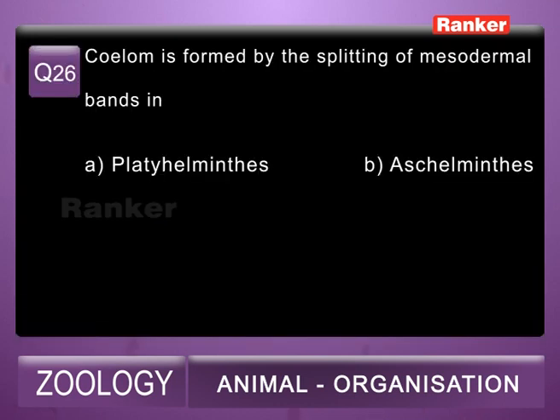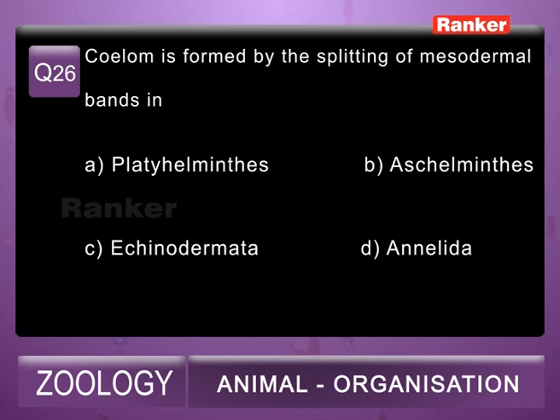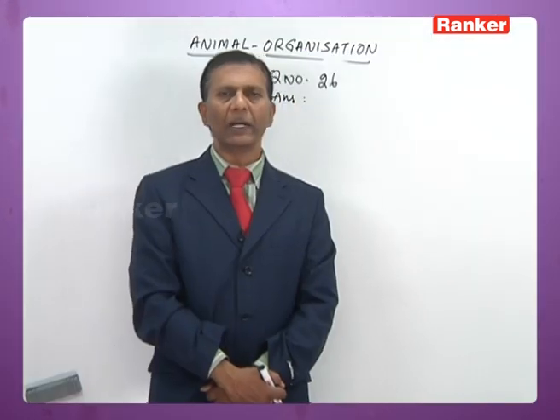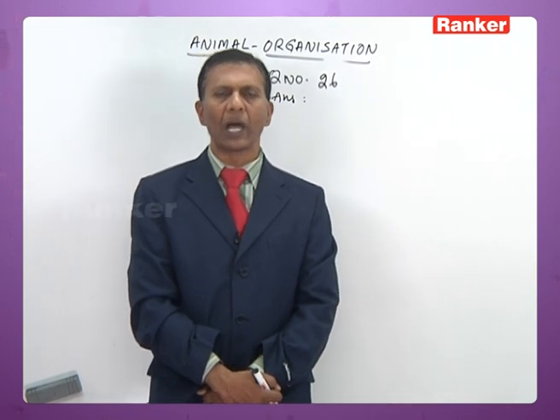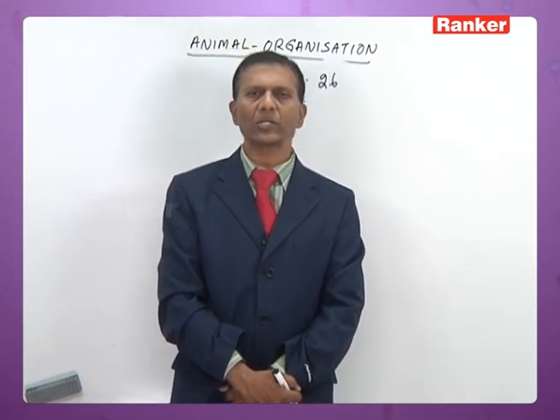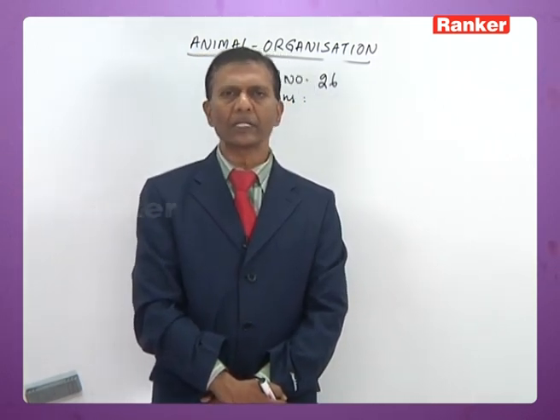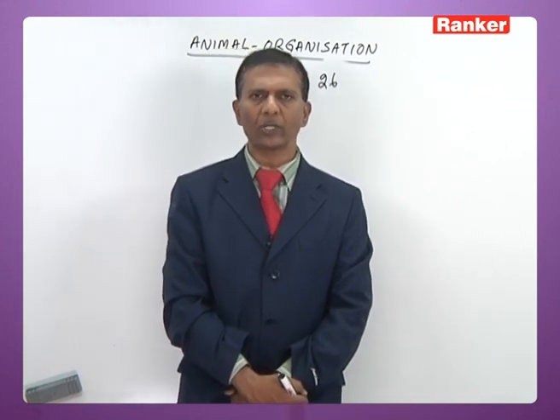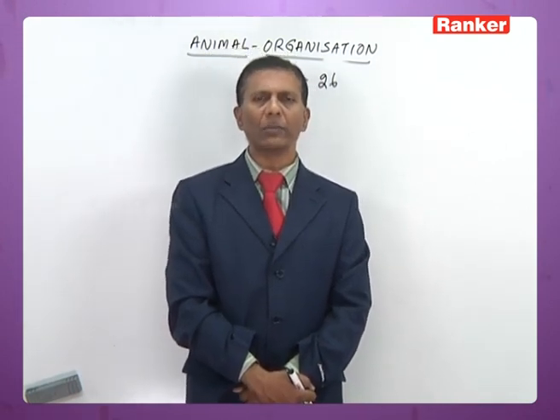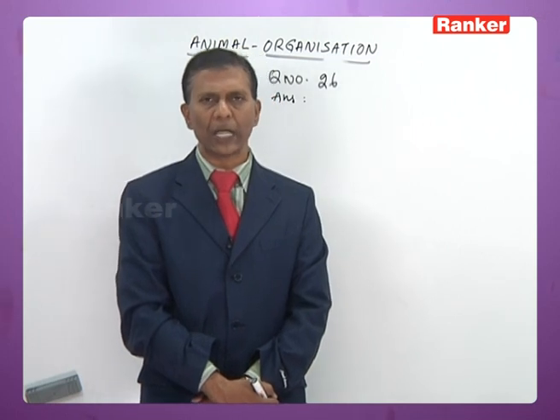Now 26th question. Coelom is formed by splitting of mesodermal bands in A, Platyhelminthes, B, Aschelminthes, C, Echinodermata, D, Annelida. If the coelom is formed by splitting of mesodermal blocks or mesentoblasts, it is called schizocoelom. We already learnt about this. The true coelom is of two types, schizocoelom and enterocoelom. The coelom that is formed by splitting of mesoderm is called schizocoelom.